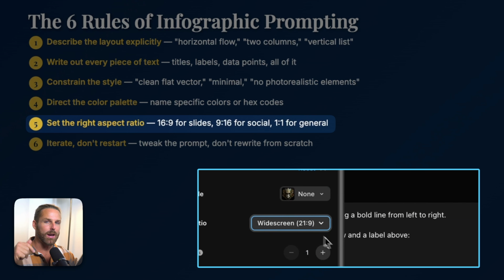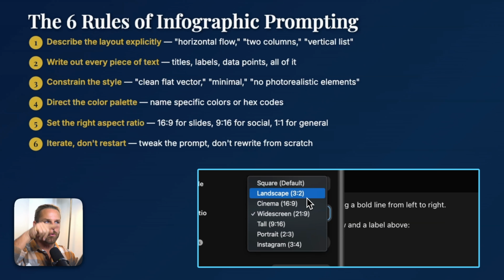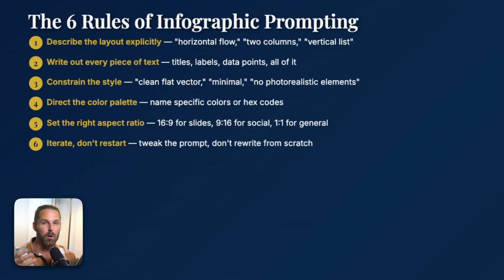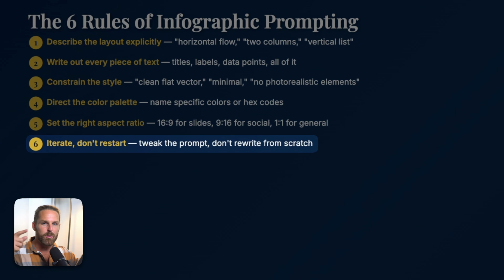We want to set the right aspect ratio. Are we doing square? Are we doing vertical? Are we doing horizontal? What is the output format we're looking for? What are we going to use this for? Is it for print? Is it for social media? Is it for a video? And finally, once you have a good prompt, you don't need to start from scratch. Just iterate on that prompt if you don't like what you got the first time.